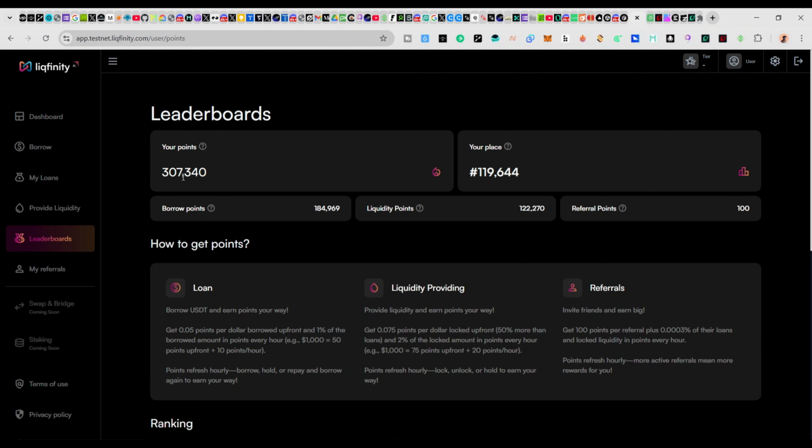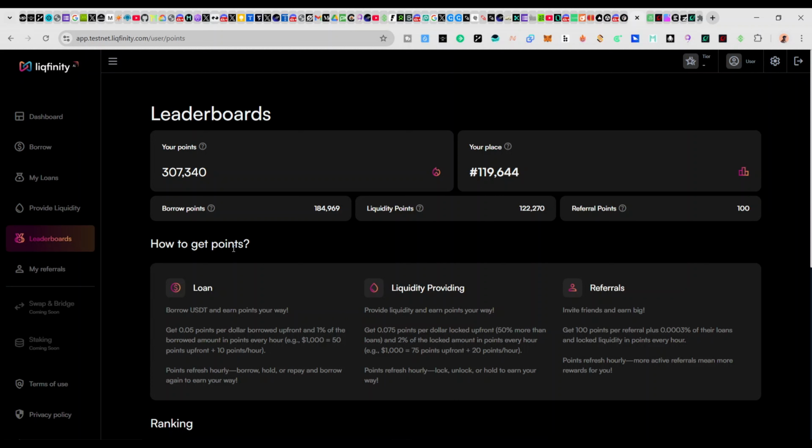So if I go to the leaderboard, that is where you can see my points. I'm currently doing 307,000 points, and the way that I have found to do this is to borrow max amount, max out your borrowing. Okay, and for my borrowing, I've gotten 184,000 points. For my liquidity providing, I've gotten 122,000 points, and I have only referred one.